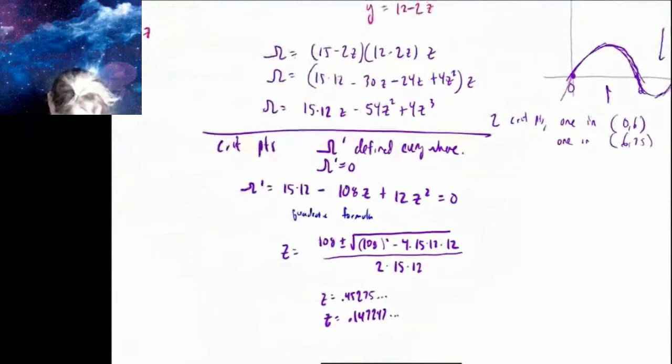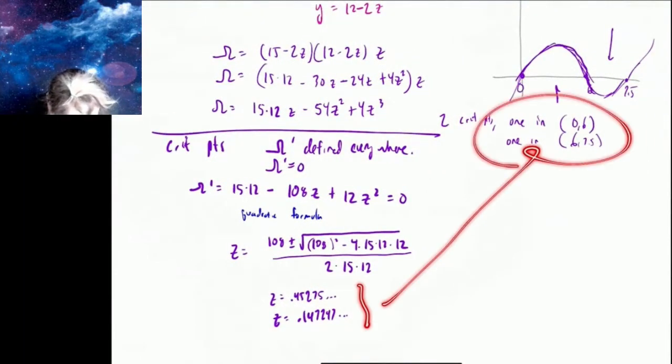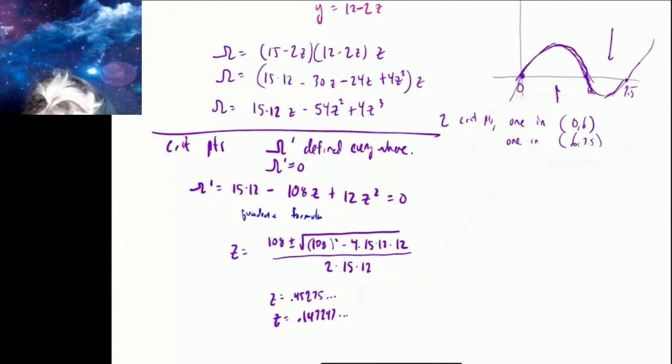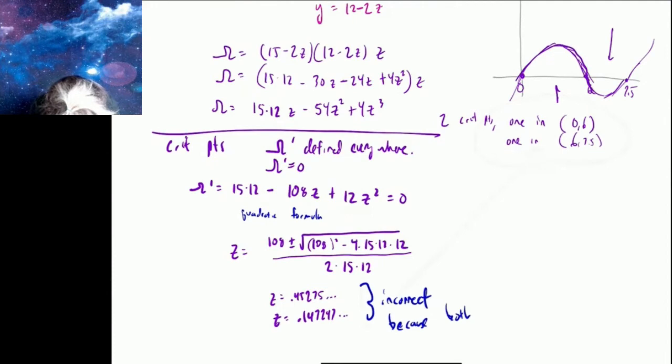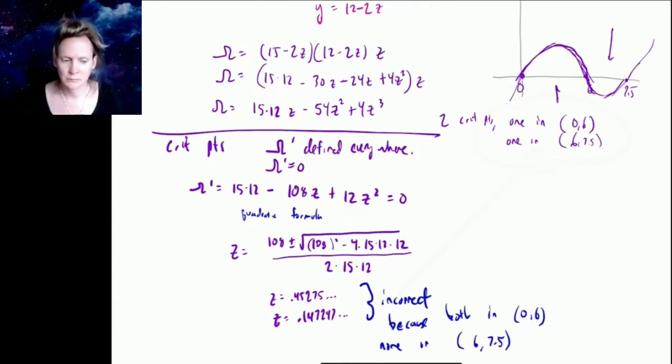I don't know. I think I made a mistake because look at these two values and compare with what we found by doing our graph. These are wrong because both are in the interval from 0 to 6 and none are in the interval from 6 to 7.5. I know I made a mistake. Now I have to go back and hunt for what my mistake was.